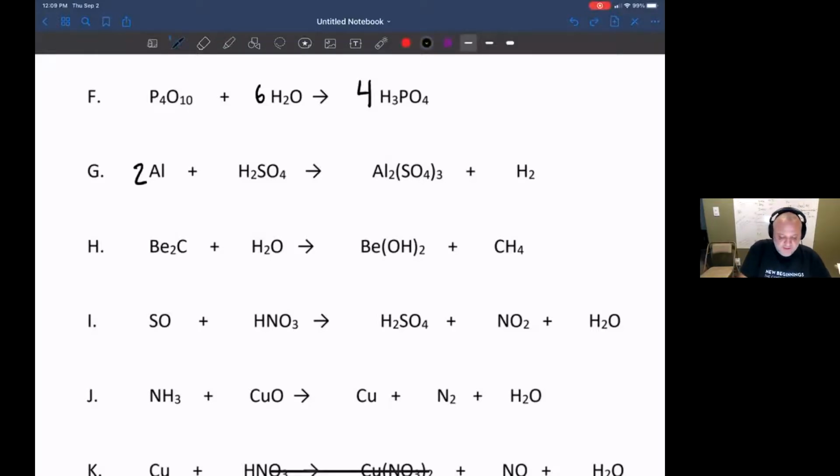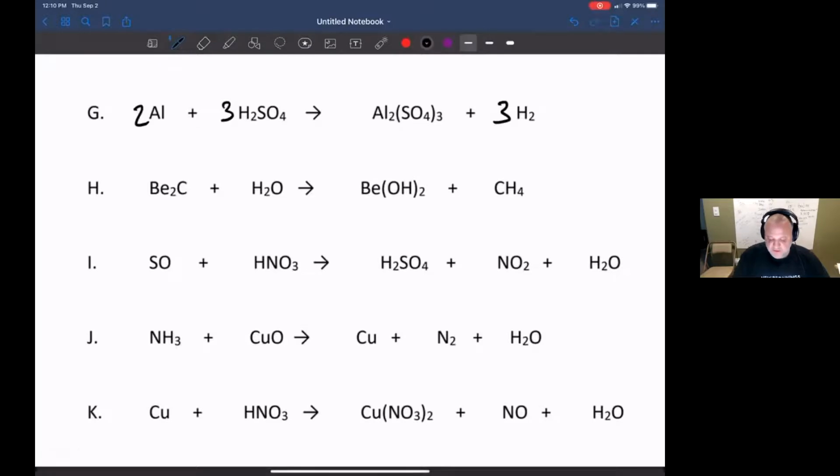2 on the right. Now I've got 2 on the left. Sulfate, I've got 3 times 1. So I got 3 there. So let me put 3 there. Looks like I'm doing so far so good. Now hydrogens, 6 on the right. Now I have 6 on the left. I'm all set with that one.